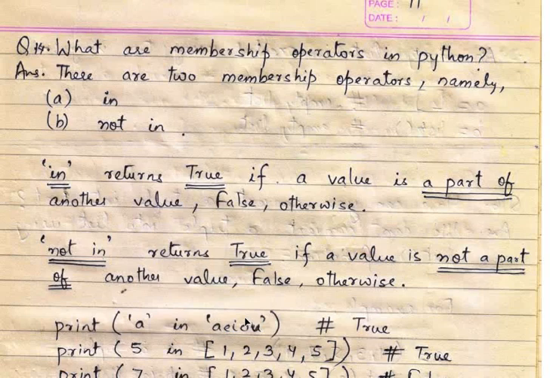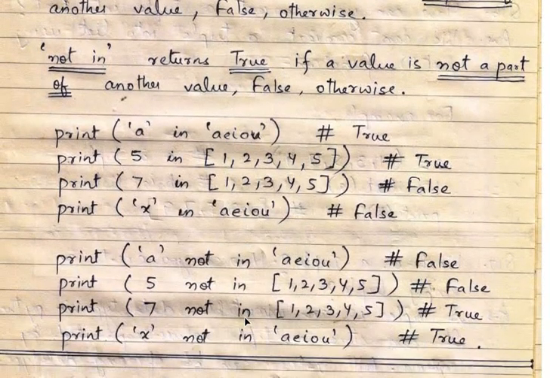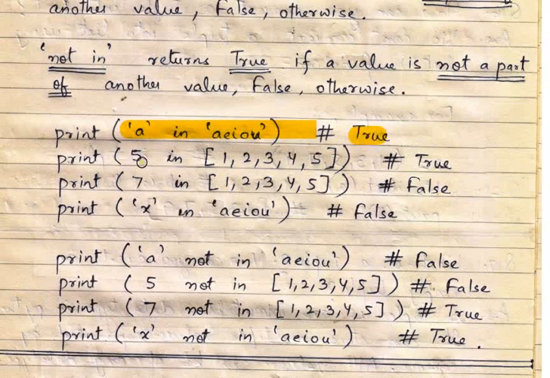In returns true if the value is a part of another value, and false otherwise. Not in returns true if the value is not a part of another value, false otherwise. This example would clarify all these things. If I am writing print 'A' in 'AEIOU', A is present in AEIOU, so it would be printing true. Print 5 in list [1, 2, 3, 4, 5], because 5 is present in [1, 2, 3, 4, 5], this particular statement is true, and it would be printing true.